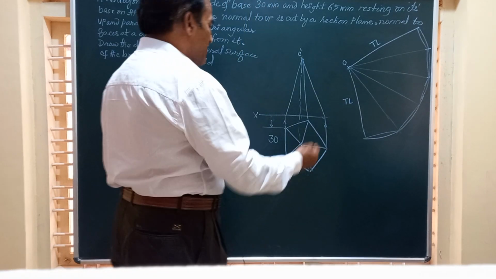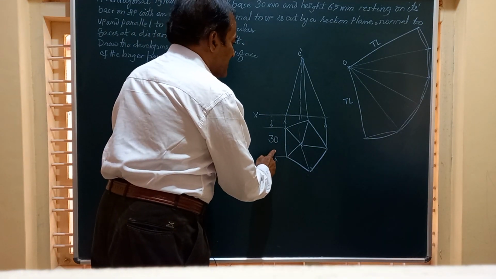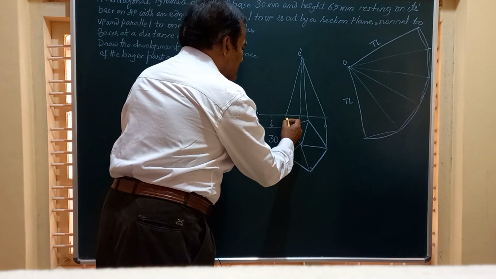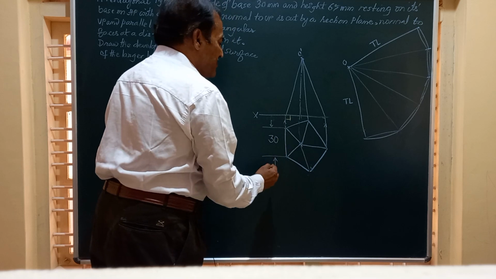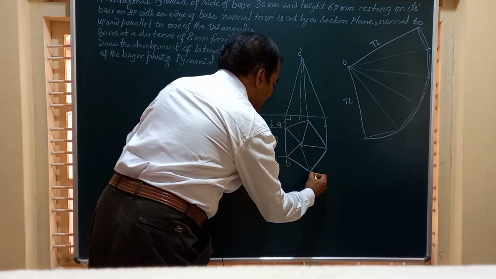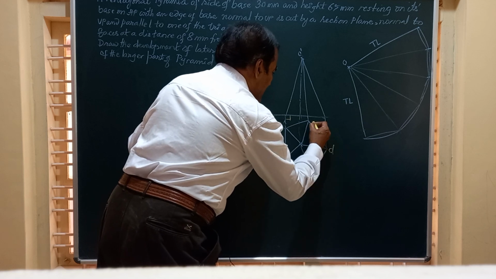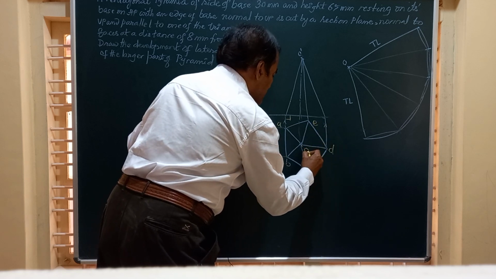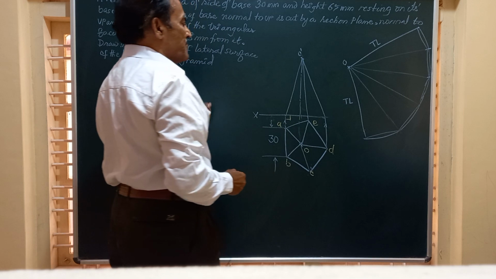Friends, here I have constructed a pentagon of side 30 mm. I will take one of these sides, say this side, normal to VP, and I will call this side AB and mark the remaining as C, D and E. O is the apex, O dash is the apex in the front view.